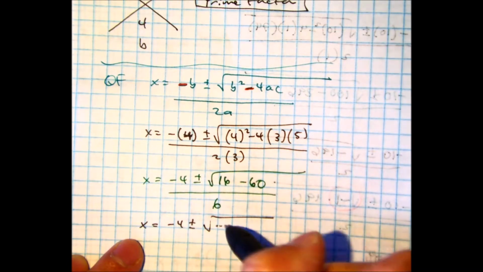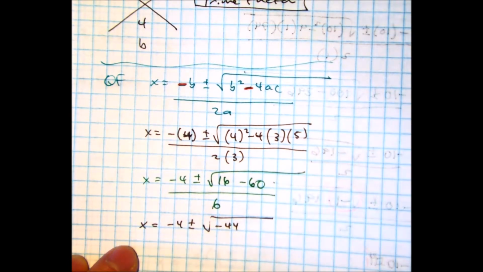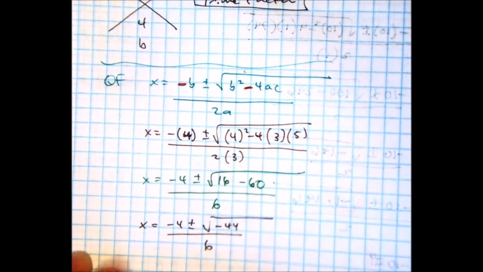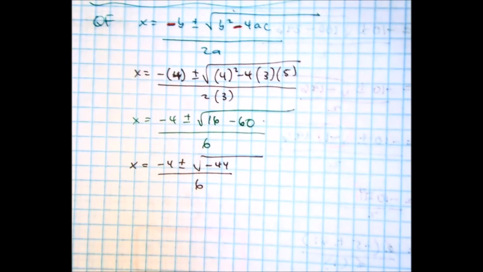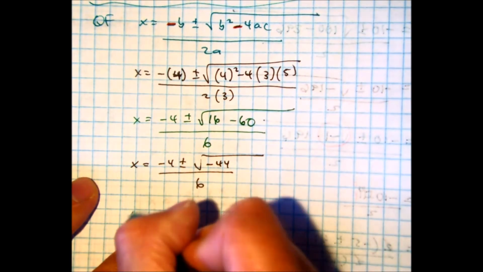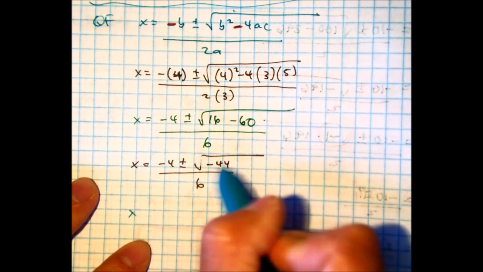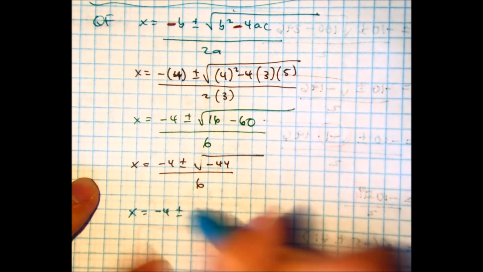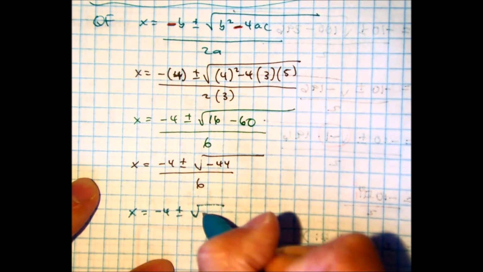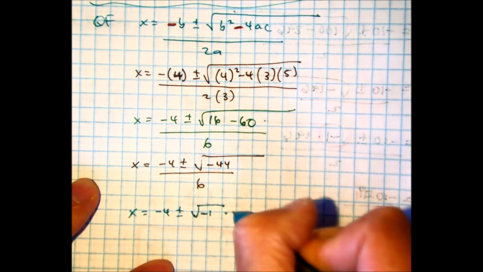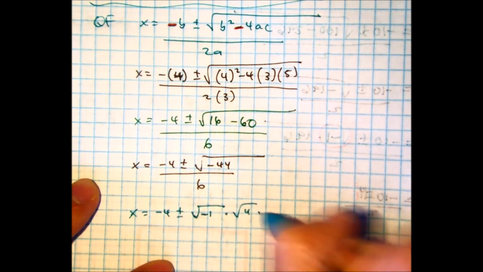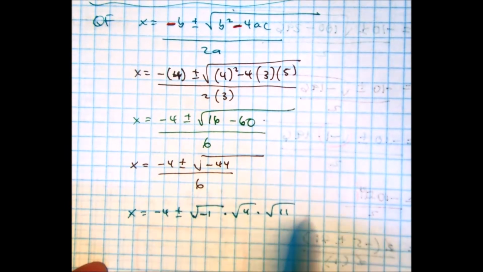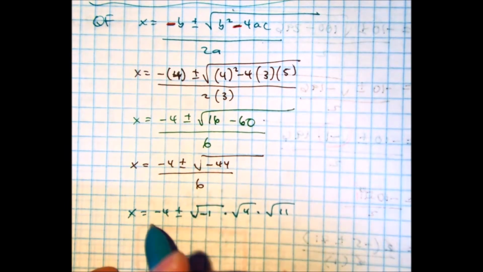Negative what? 44. Right here, I'm going to make negative 44 into factors. So I have negative 1 times radical 4 times radical 11. Or you can actually put that all in the same, over 6.